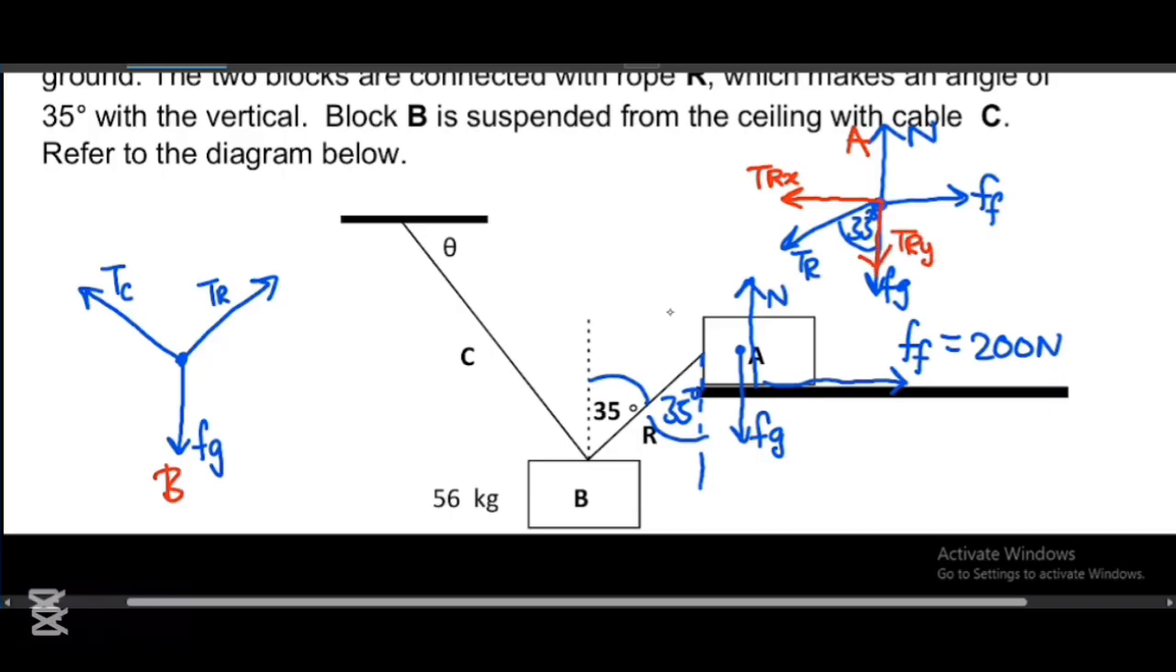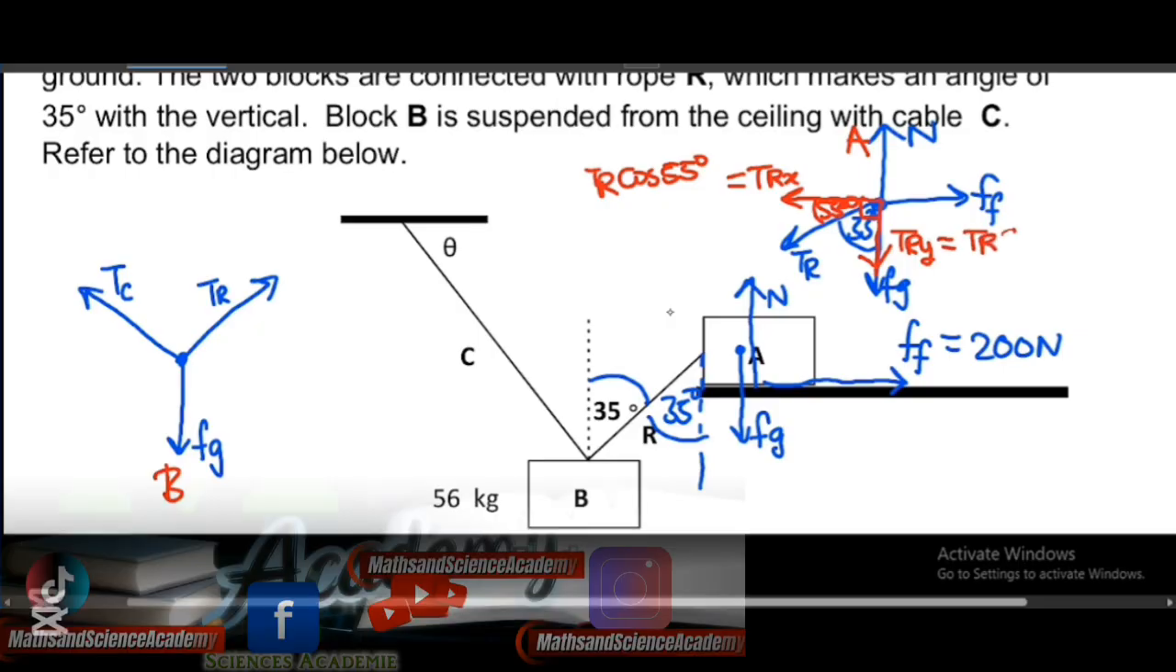Now from this, I would like us to also use this angle here, the horizontal angle, not the vertical one. Remember here we'll have 90 degrees. In order for us to find this angle, we'll have to say 90 minus 35, which will give us 55 degrees. So we'll have our 55 degrees here. Having our 55 degrees here, we'll eventually know that TRX will be TR cos 55 degrees, and then TRY will be TR sine 55 degrees.